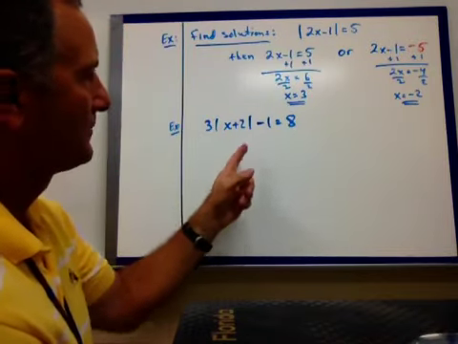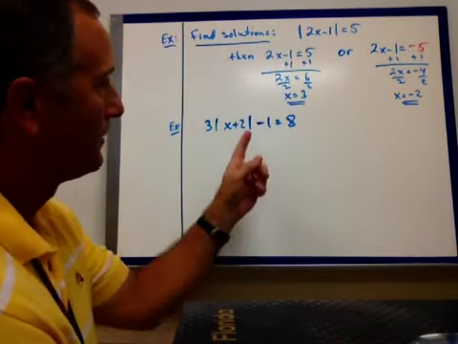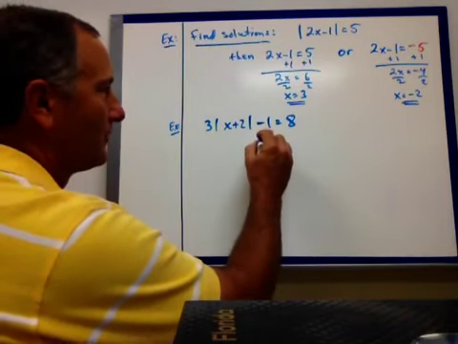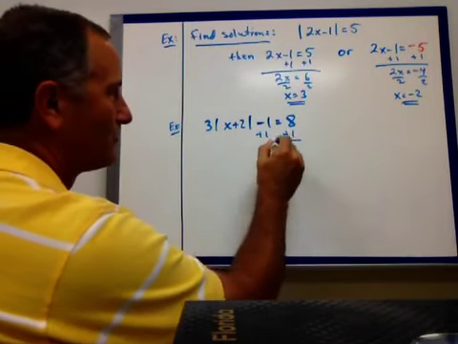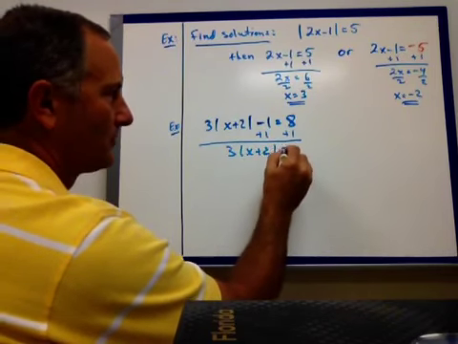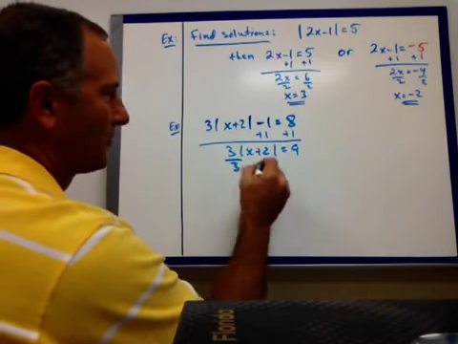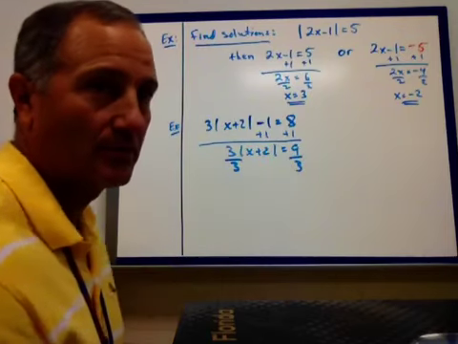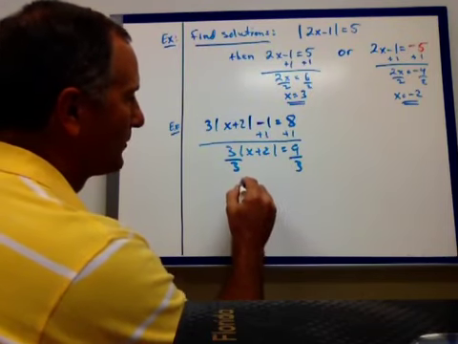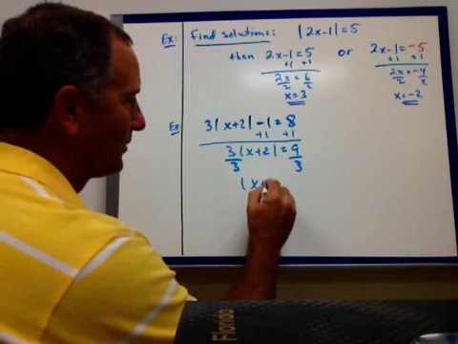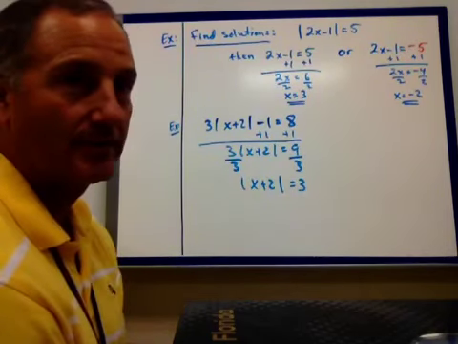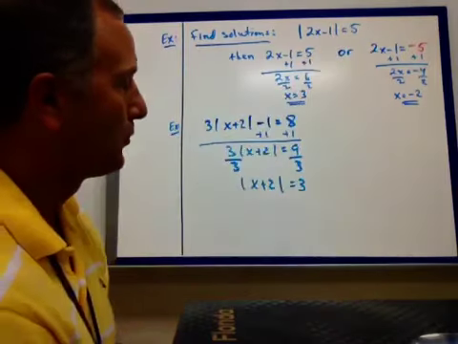3 times the absolute value of x plus 2, minus 1 equals 8. Isolate it first. Get rid of addition and subtraction first, just like you solve your normal equations. Divide out the 3. Don't try to distribute it there. Those aren't parentheses. That's absolute value. So now we sit here with x plus 2 is equal to 3. Okay, so we've isolated it.